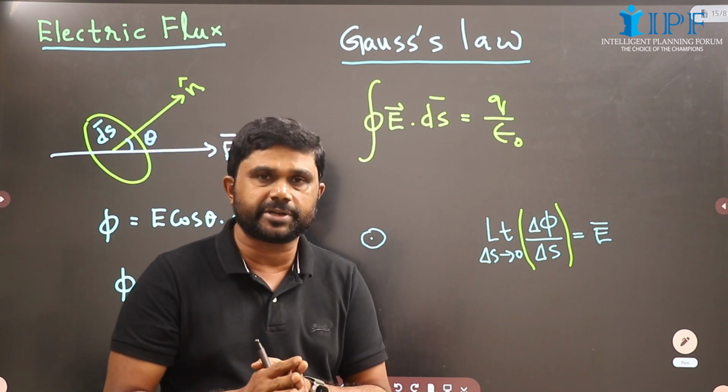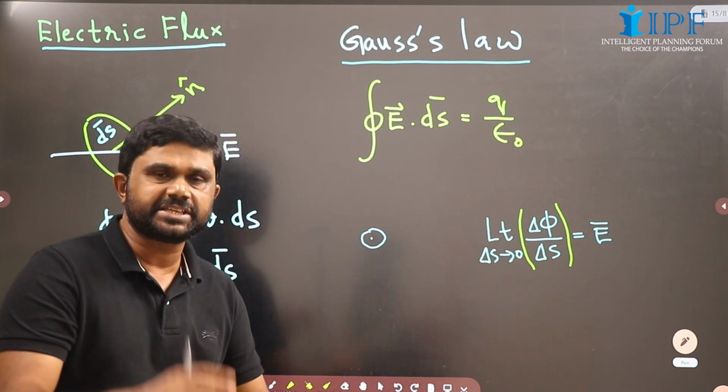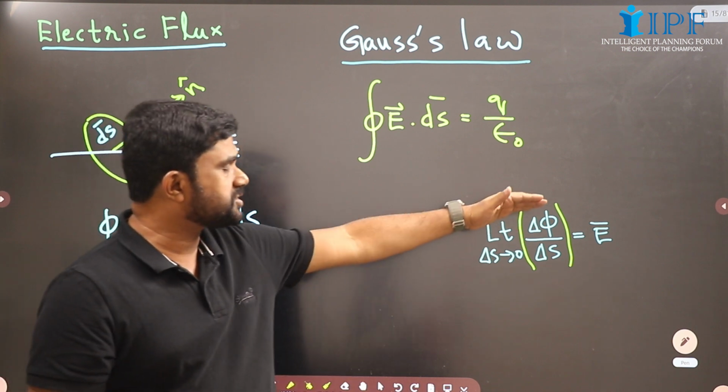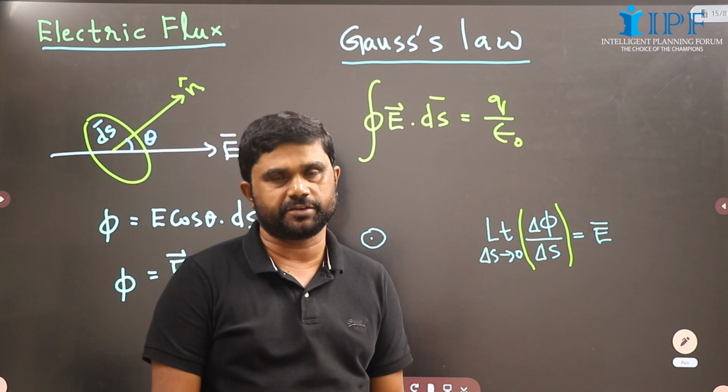Now that area should be as small as possible. How do we say it mathematically? Limit delta S tends to 0, meaning it is so small. Then the flux through unit area is called flux density, and it is equal to the intensity of electric field.